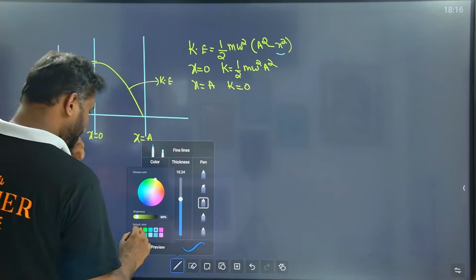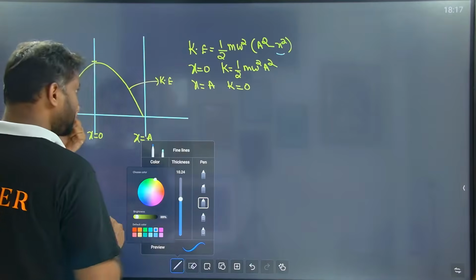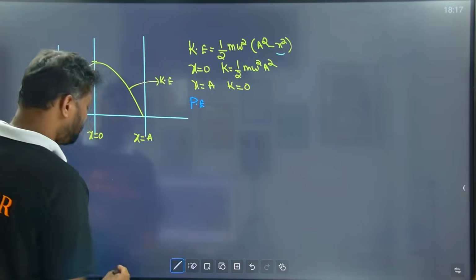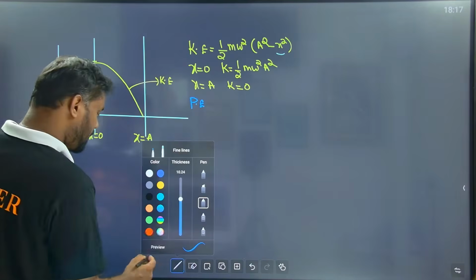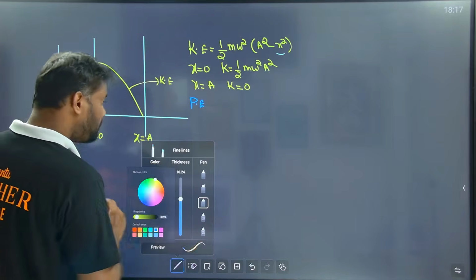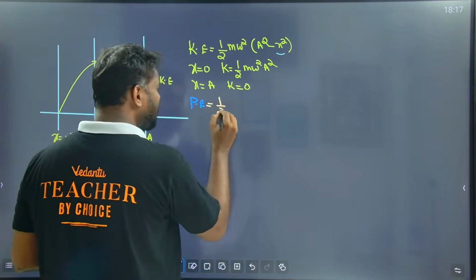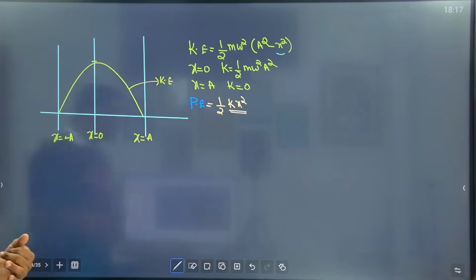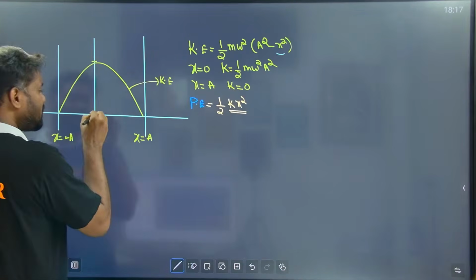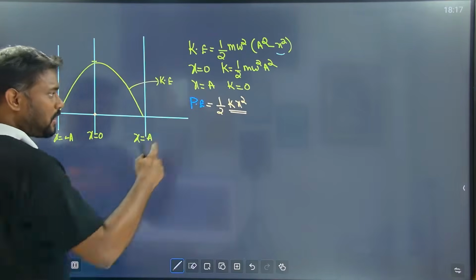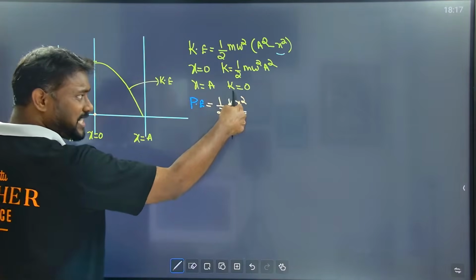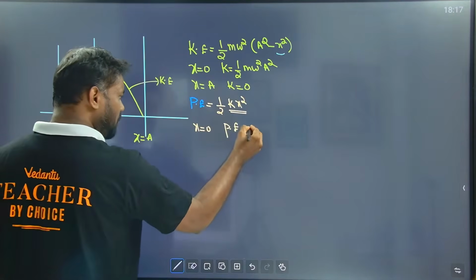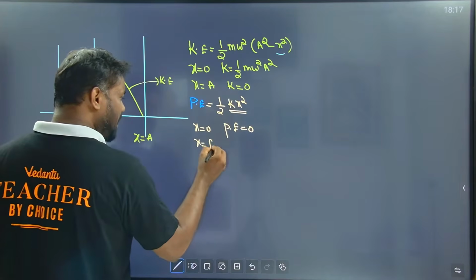How can we start the potential energy? See, I am going to derive the potential energy. Now if we start the idea, we can say it is half k x square for a spring potential. When x is equal to 0, this is the mean position. Then suppose we take x is equal to plus A. See, at x is equal to 0, the potential energy becomes 0. Then x is equal to plus A.